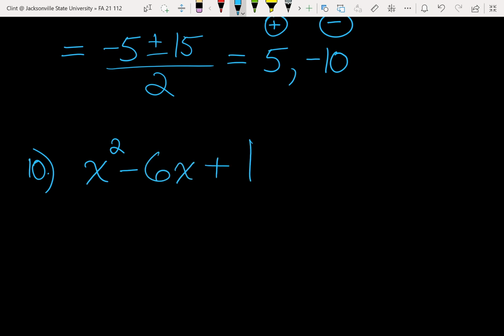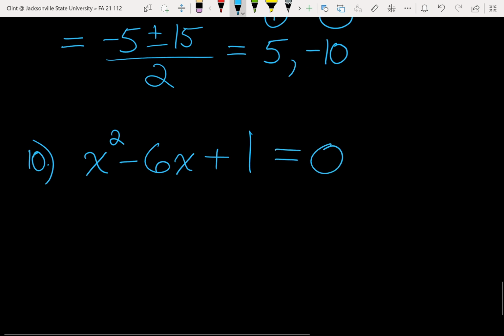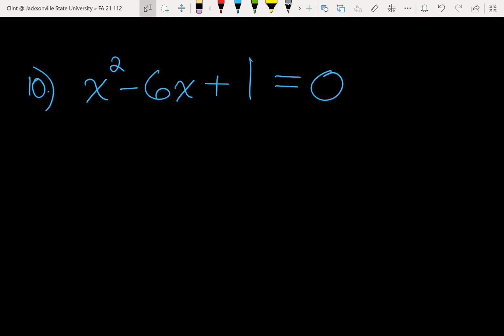This one I have x squared minus 6x plus 1 equals 0. Yeah, we're going to get a different type of solution here. This one will not factor because we would be looking for factors of 1 that give us negative 6. Factors of 1 are just 1 and 1. So this one won't factor. So you could complete the square if you wanted to. Or I'm guessing most of you will probably do quadratic formula.